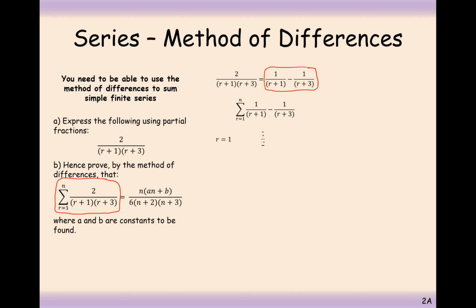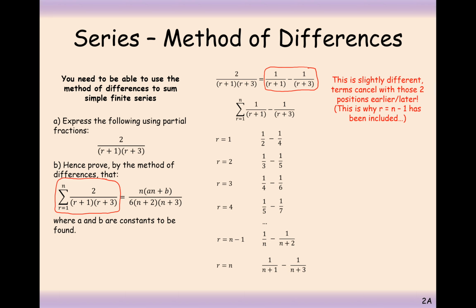So we'll plug in r equals 1. That gives us a half and then minus a quarter. When we plug in 2, we get a third minus a fifth. 3, we get a quarter and minus a sixth. 4, we get 1 over 5 minus 1 over 7, and that will just carry on. We'll do n minus 1, we'll substitute that in, and we'll do n, and we'll substitute that in.